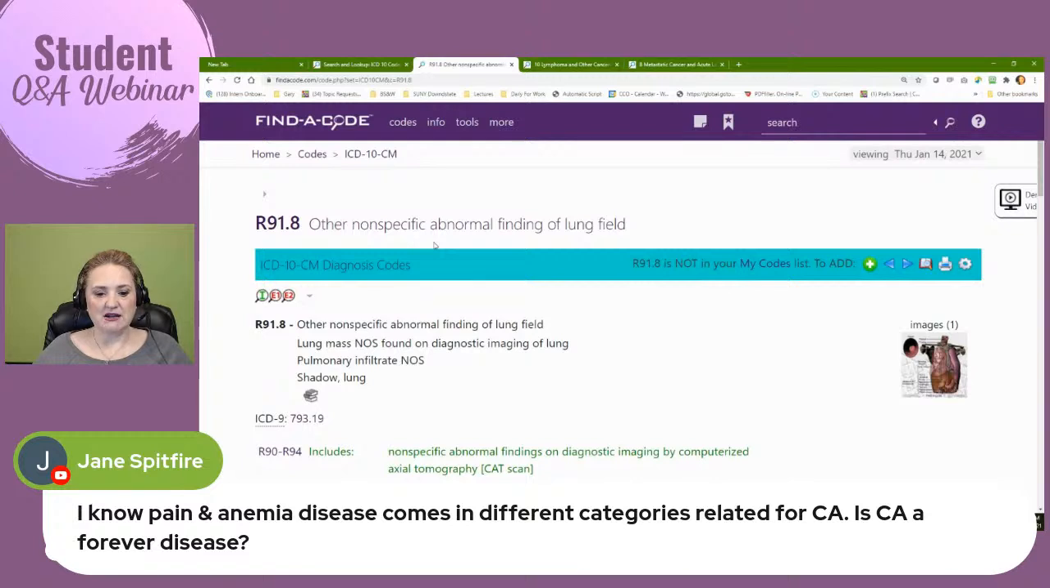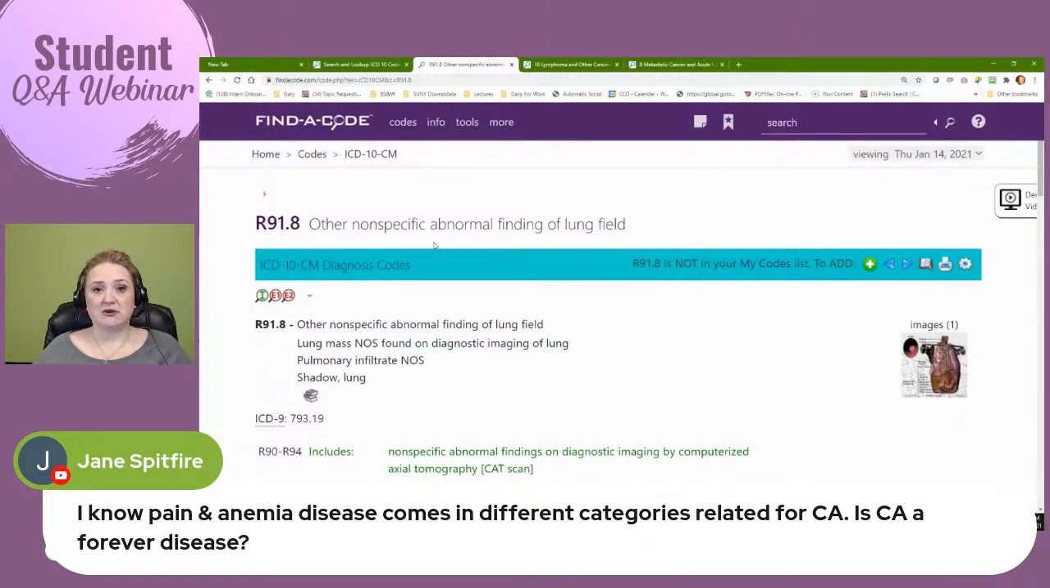I know pain and anemia disease comes in different categories related to cancer. Is cancer a forever disease? Well, let me tell you this first. Cancer and anemia and pain are all codes that you're going to see together. Often patients will get anemia due to the chemo or the medication they're taking for the cancer, so through the treatment that they're getting, or it's just because of the type of cancer they have.